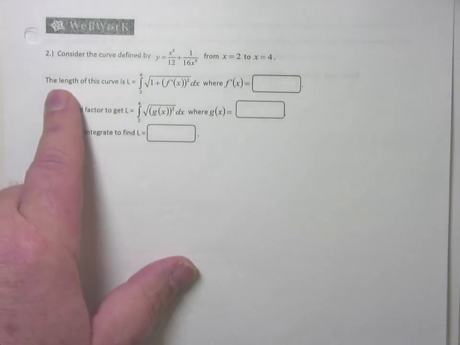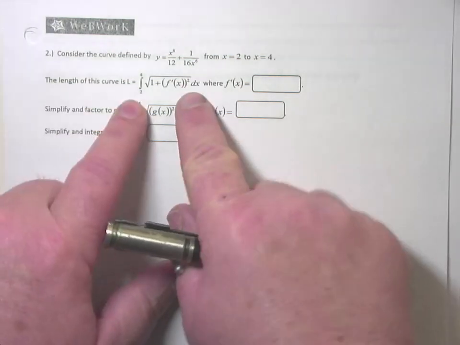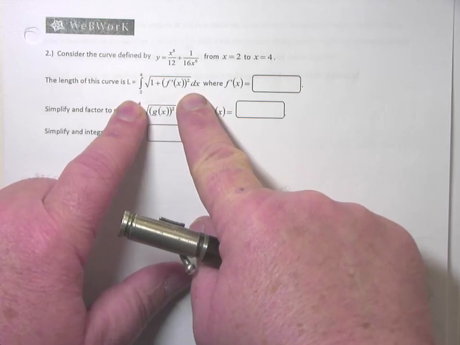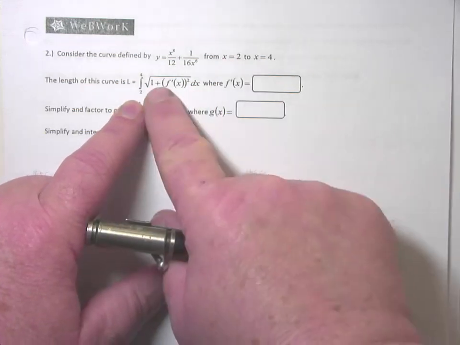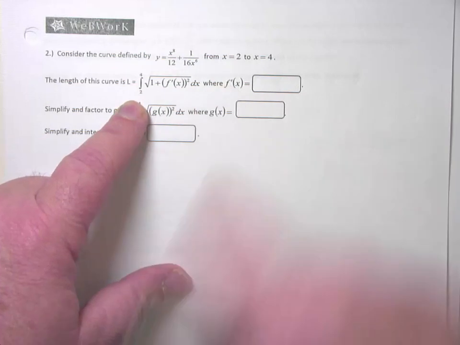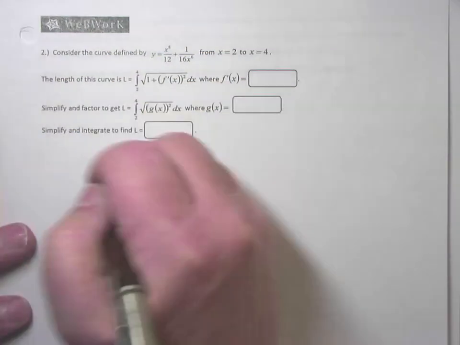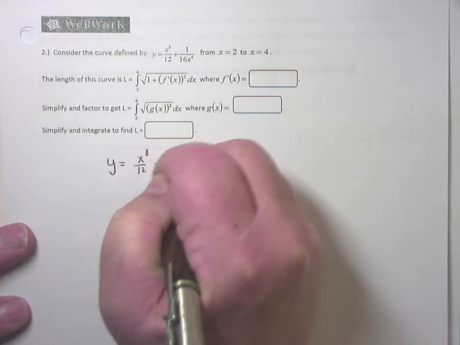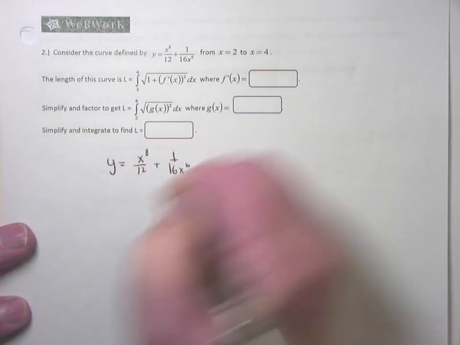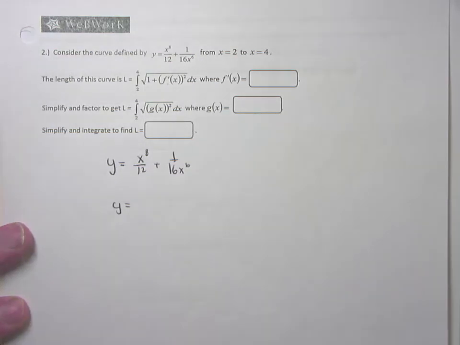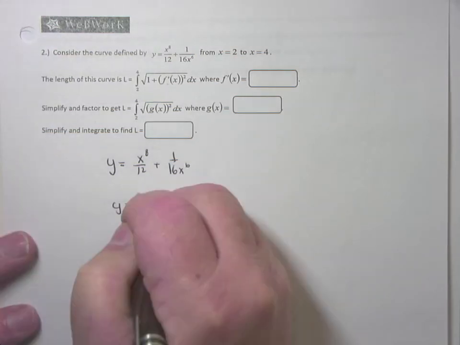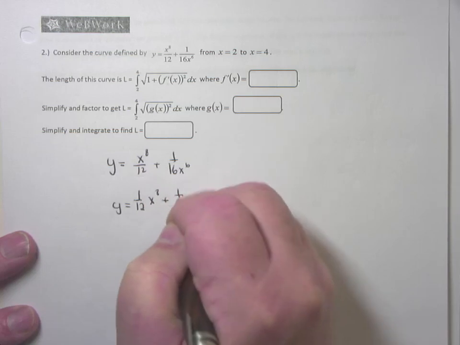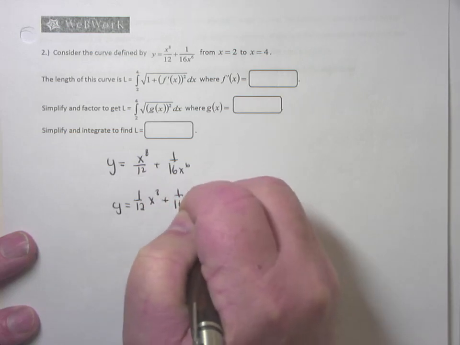And then, that's a function in terms of x, and, Merry Christmas, they actually gave you the formula. That's rare. You're supposed to actually memorize this. It's the integral from 2 to 4 of the square root of 1 plus the derivative squared dx. Where's the derivative? So my first step is I have to find my derivative. So y equals x to the 8th over 12 plus 1 over 16x to the 6th. But before you take a derivative, you have to clean it up. So this is actually 1 over 12 x to the 8th plus 1 over 16 x to the negative 6.